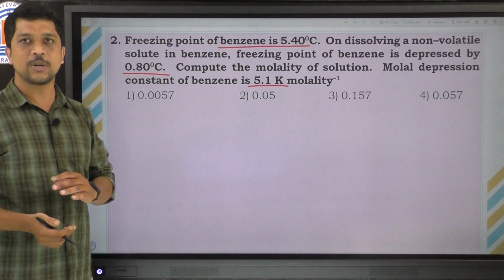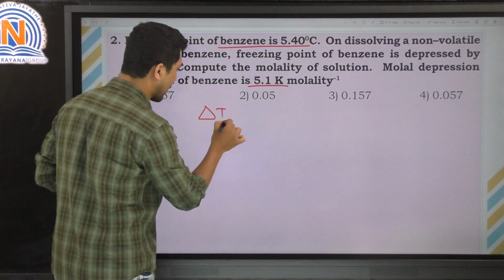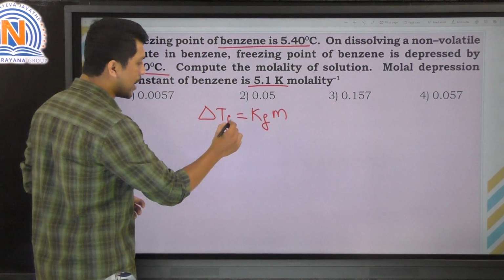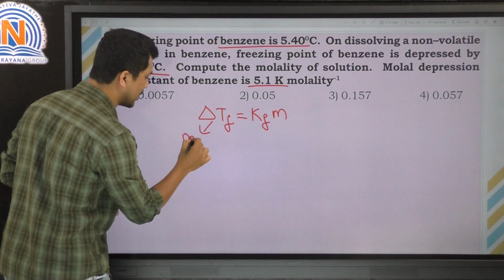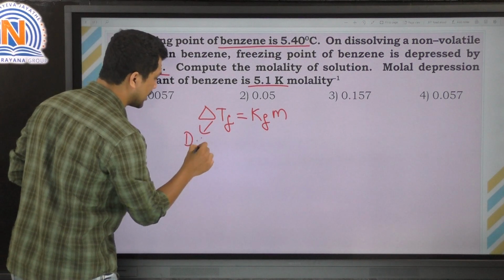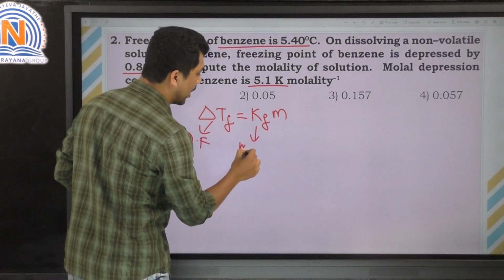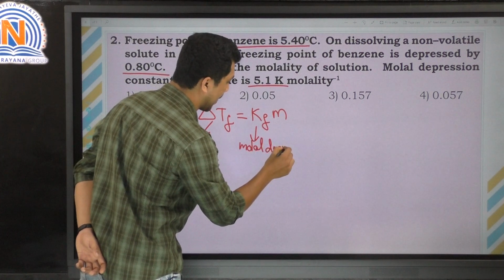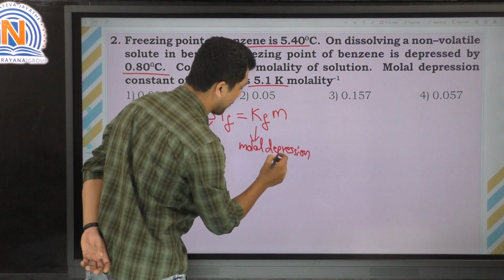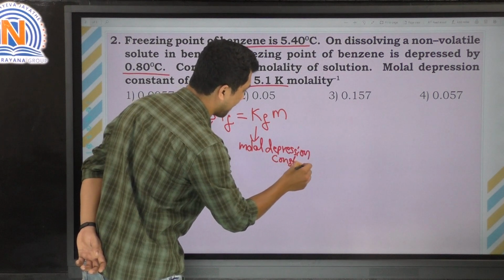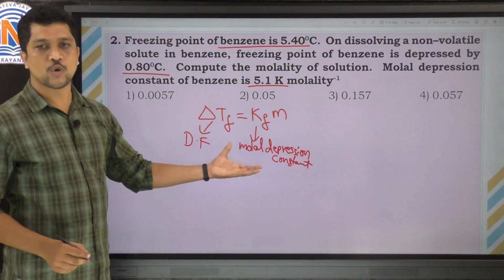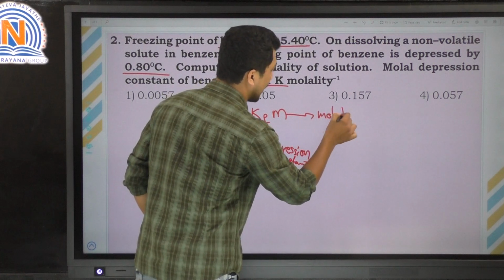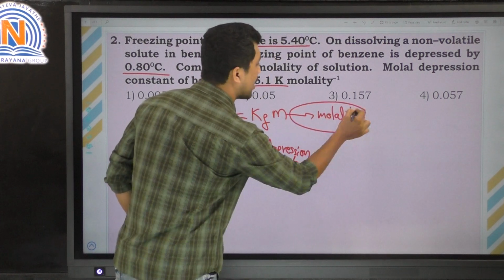So we know that the depression of freezing point, delta TF, equal to Kf into m. Delta TF is the depression in freezing point, and Kf is the molar depression constant. It's also called the cryoscopic depression constant, and m is the molarity. So we need to find the molarity of this particular solution.